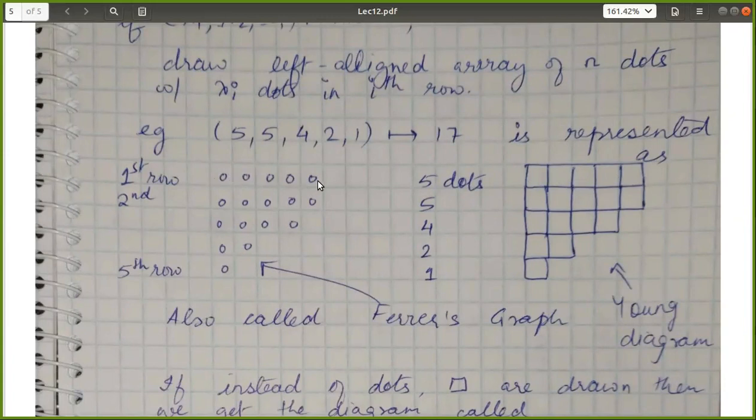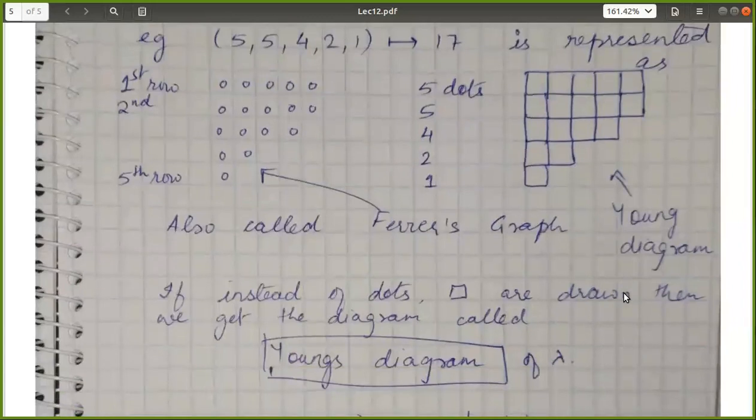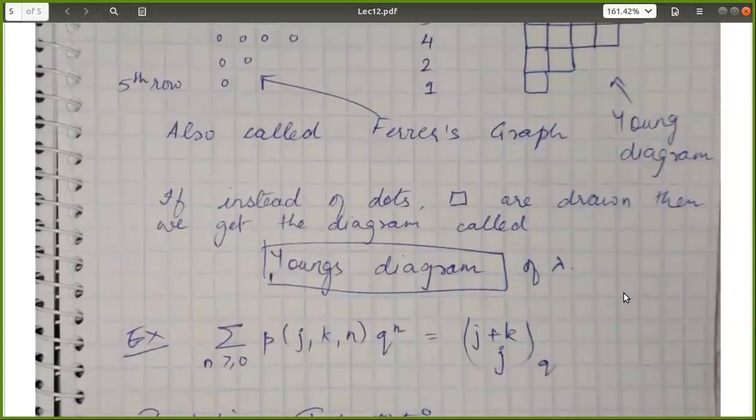And so instead of 5 dots, you have 5 squares here, 1, 2, 3, 4, 5, followed by 5 squares, then 4 squares, then 2 squares, and then 1 square. Okay, so something like this is a Young diagram. And you should now prove that. So this is a very nice way of putting things into perspective of what we have already learned.